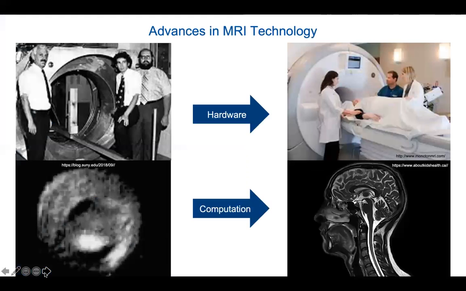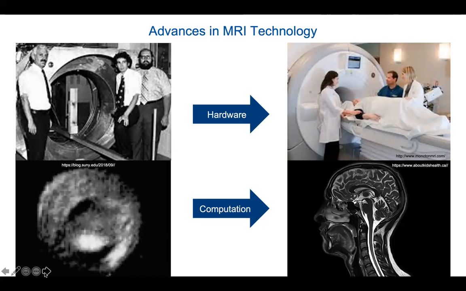There have been many advances in MRI technology within the past 54 years. On the left, you can see the very first MRI scan from 1976, created by Sir Peter Mansfield, and the image below it is the MRI scan that was created of his research assistant's fingertip, and that was the very first MRI scan ever taken.